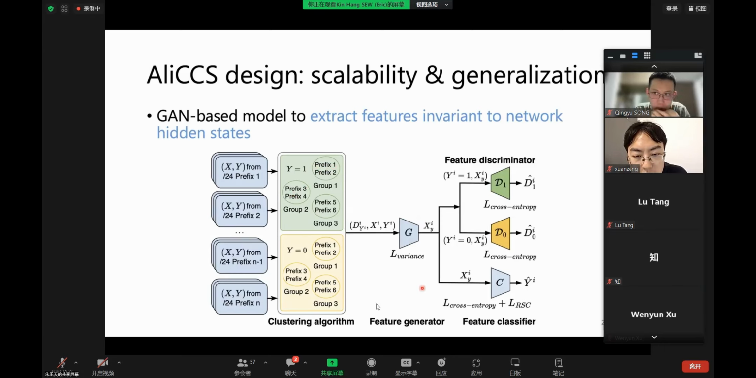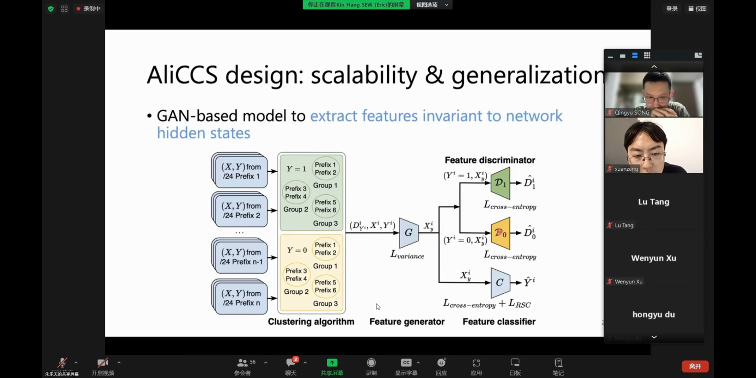Then we have the feature generator here. It takes the inputs and provides the output, the transformed feature representation that is invariant to path-specific noise, but it's still informative for predicting the network type, Wi-Fi or 4G.